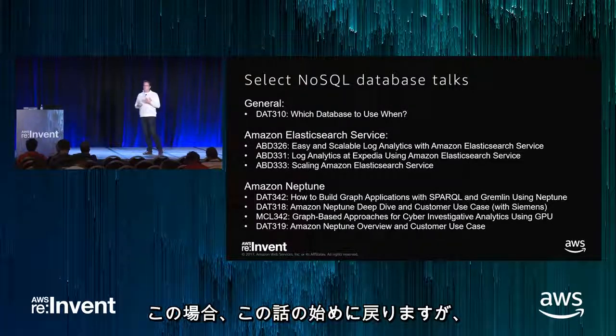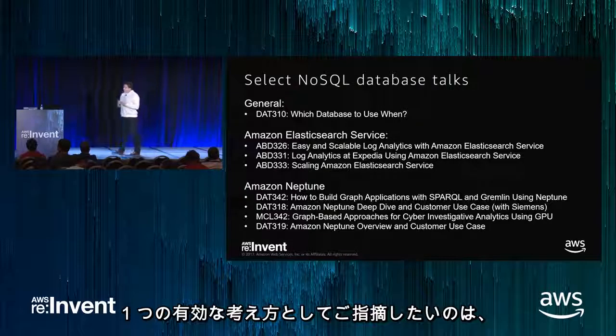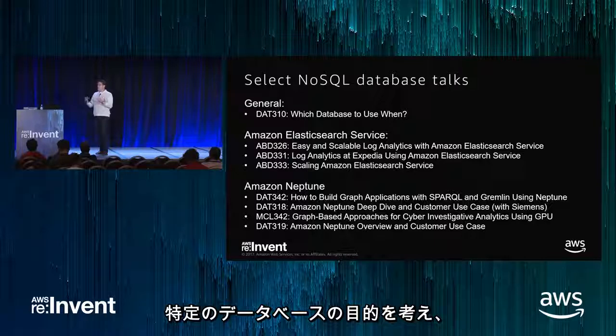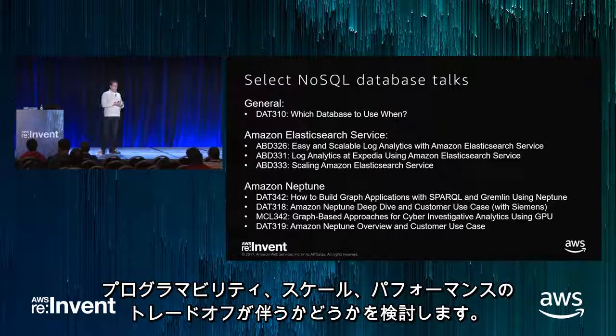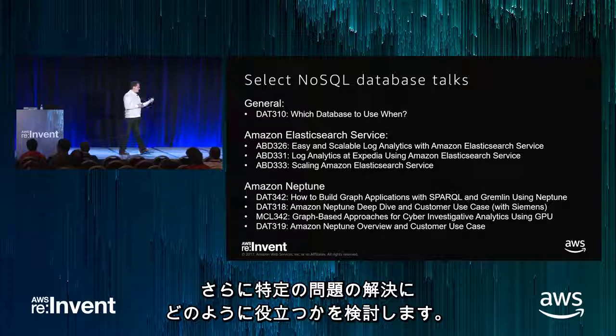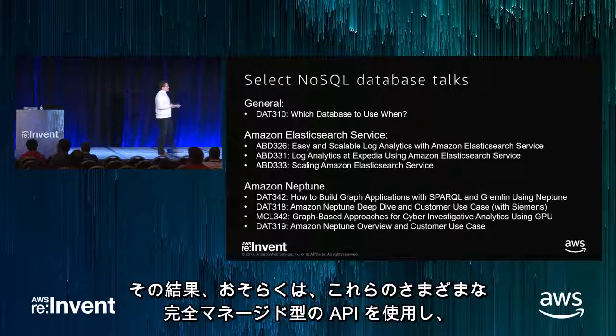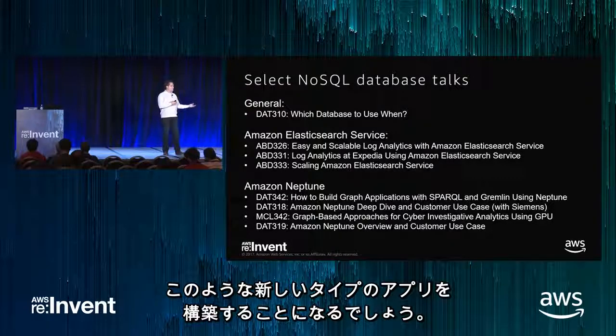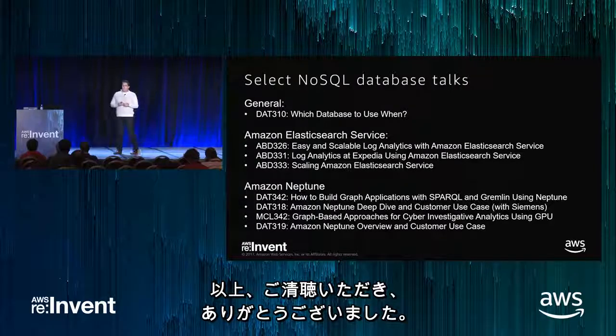But going back to the beginning of this talk, the one thing that I've seen hold true and be quite successful is to always think about what is the purpose of a particular database, where I don't have to trade off programmability, scale, and performance, and how can it help me solve a particular problem? And odds are you'll end up using a variety of these fully managed APIs to build these new types of apps.